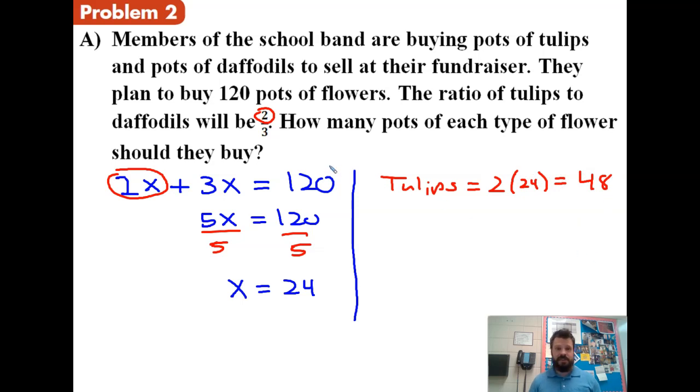And then same idea for the daffodils. That came from the 3 number for my ratio, or the 3x part of the equation.